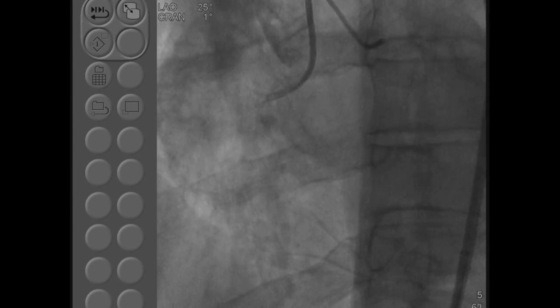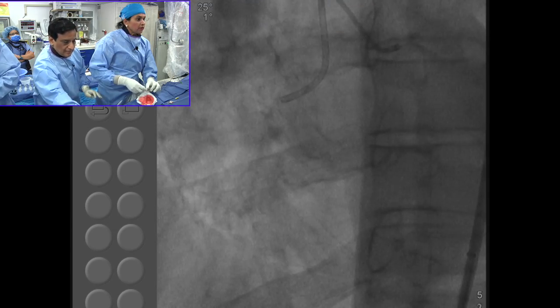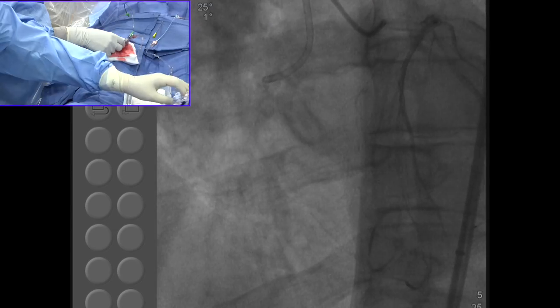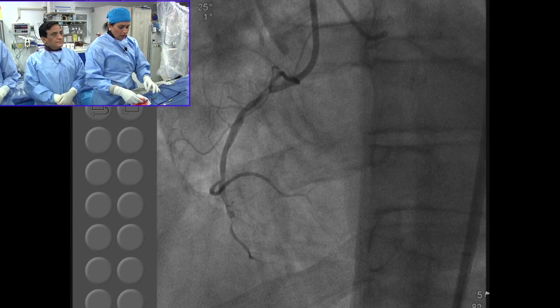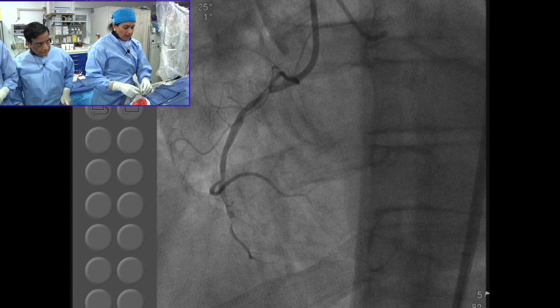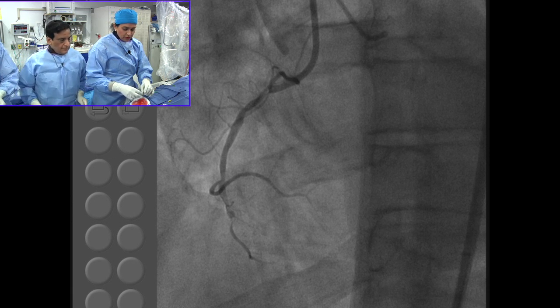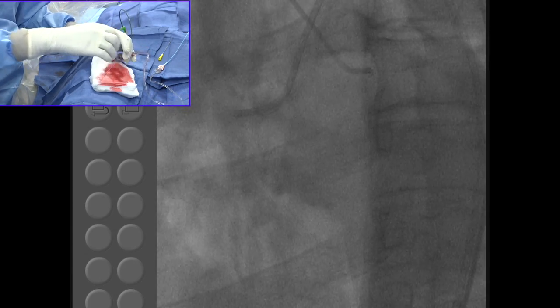What wire are you using? So I have a Fielder and Fine Cross. I think if you see here, Anu, you don't have a taper. The CTO just stops there abruptly, and it's not tapered, with a side branch right at that level. I think we try the same with the Fielder first, to see if the Fielder will help us find a channel.